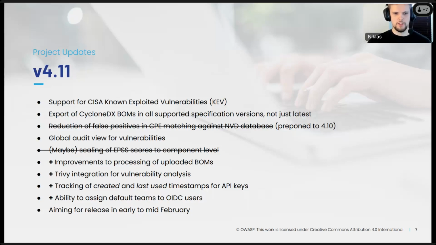And then we also had multiple requests for tracking the created and last used timestamps for API keys. At the moment, you only see the API key, but not this metadata, which makes key rotation pretty hard, if not impossible to do, because you do not know if keys are actually being used actively. But this will also be delivered in 4.11.